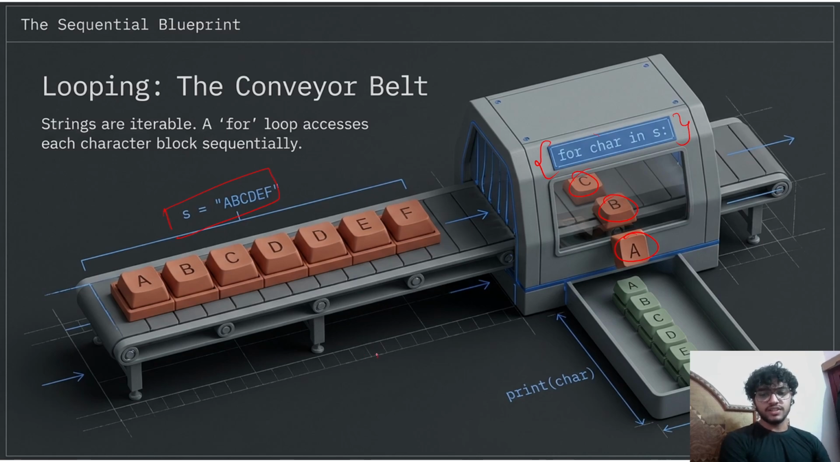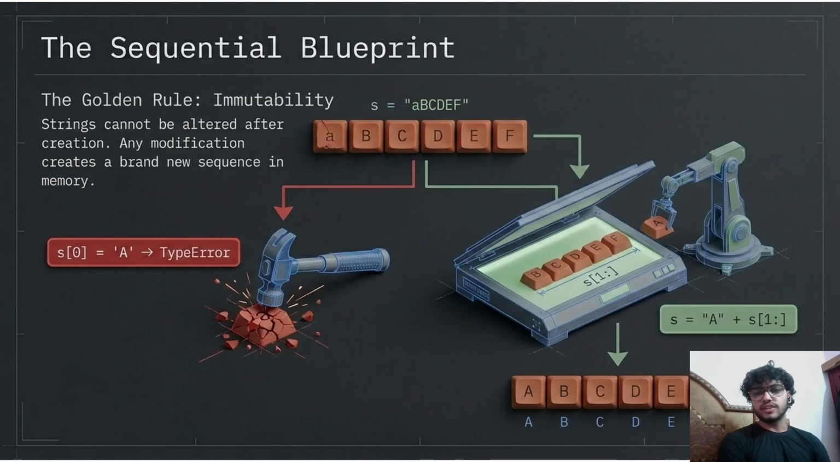So in the first iteration 1, char will be equal to A. Then iteration 2, char will be equal to B. Iteration 3, C, D, E. So total how many iterations? One, two, three, four, five, six iterations. And if there's F, then yes, A, B, C, D, E, F. Yes, six iterations. So here D is shown two times. Ignore it. Error in the PPT. So this is how looping works in strings.